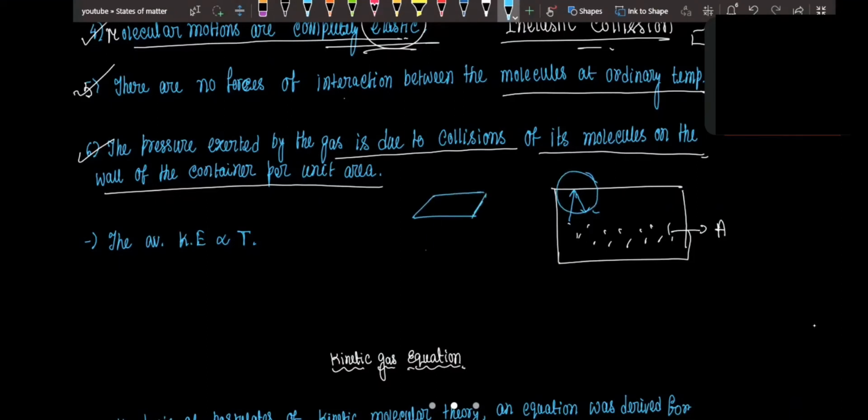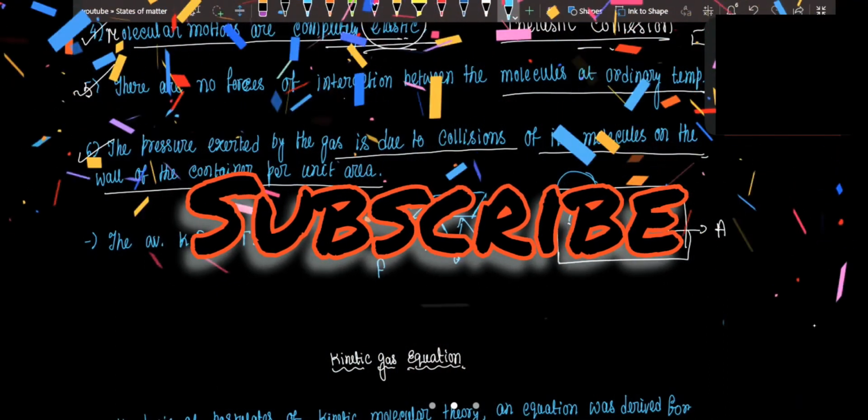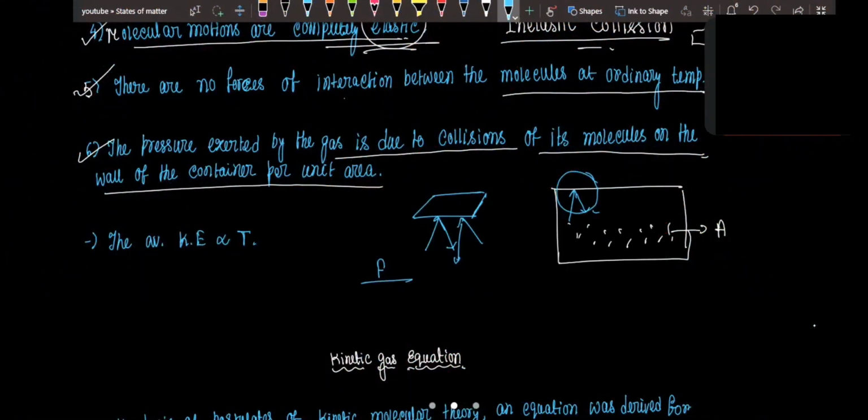Let's say this is the roof of the container and they are hitting over there and coming back. And when they are hitting over there, they are putting some sort of force on the wall of the container. Now this force per unit area is what is known as the pressure, isn't it? So that's called the gaseous pressure. This pressure has a unit which is Newton per meter square, force is Newton and area is meter square. So in SI units, Newton per meter square is the pressure of the gases.